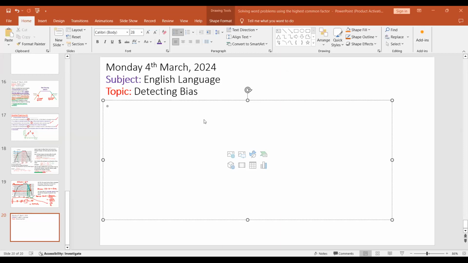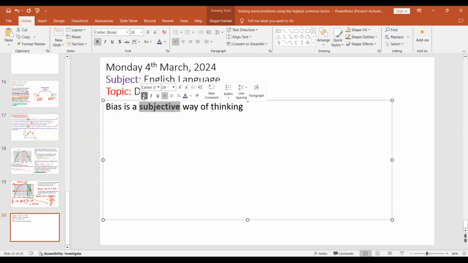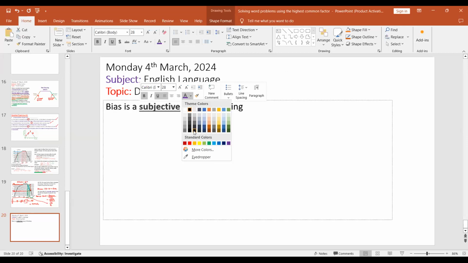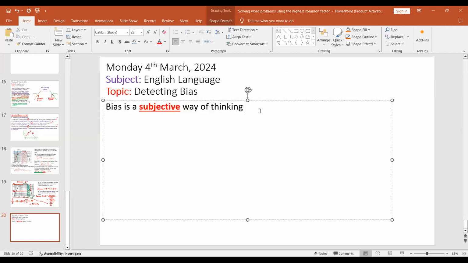So let's first define what bias is. Bias is a subjective way of thinking. Now, when we say subjective, subjective means that we are in contrast or opposite to something that is objective. Objective basically means something that is clear cut, something that is one way all the time. It's the truth.